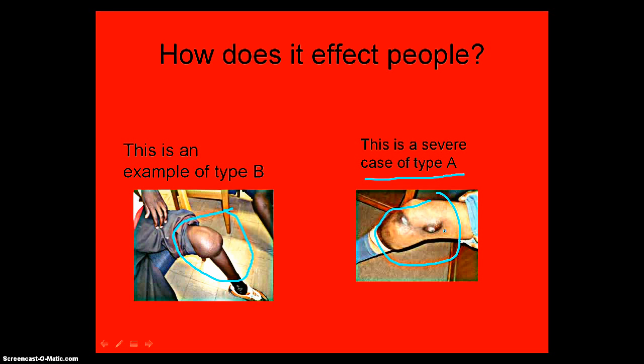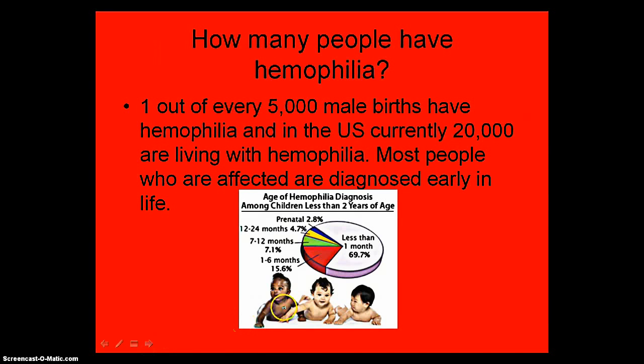People with type A aren't really that affected. They can live a normal life. Obviously there are some what-if scenarios that can be an important factor in their life at some point. But for the most part, type A is less severe and type B is more severe.